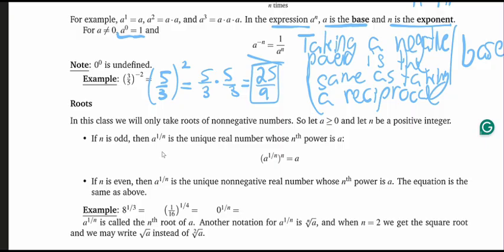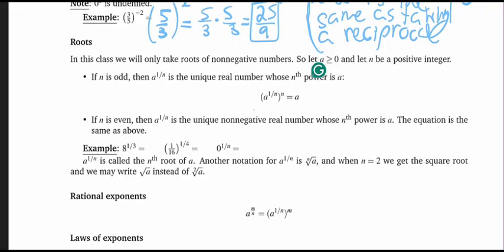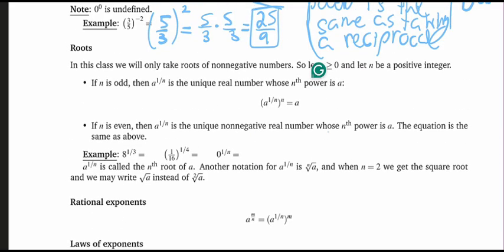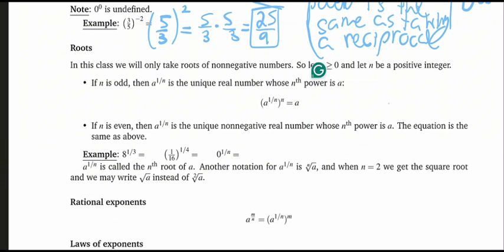Okay, now let's talk a bit about roots, since I was giving you a headache earlier about what to do with roots, and we must not take square roots of negative numbers in this class as a matter of convention. So in this class, we will only take roots of non-negative numbers. So let a be non-negative, meaning 0 is possible, but not the negative numbers. That means including 0.